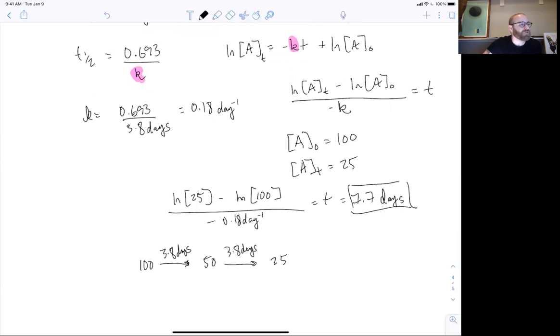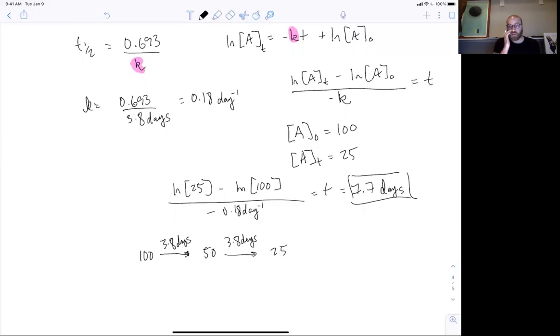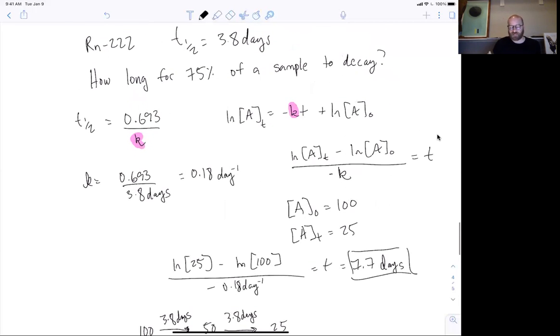Let's see what the actual answer was. Oh, they let you go plus or minus 0.1, so it doesn't matter. Okay, got it. Cool. I think the mistake is just putting in 75. Just be careful of that. And realize that A sub t is referring to the concentration of this, not the concentration of what it's decaying to.